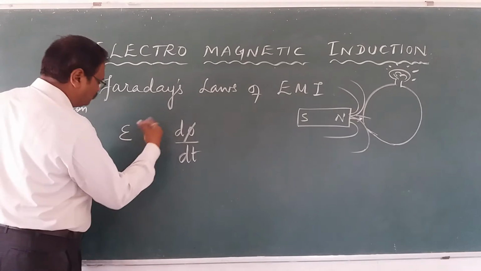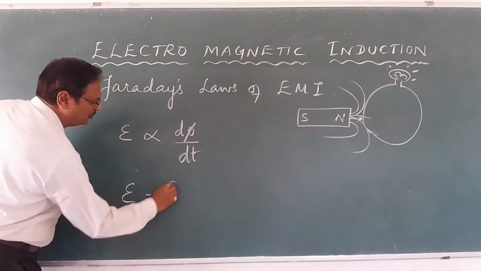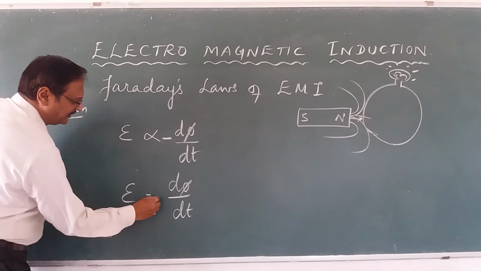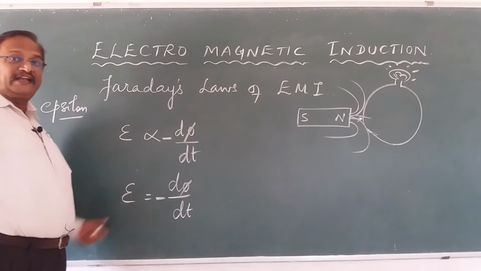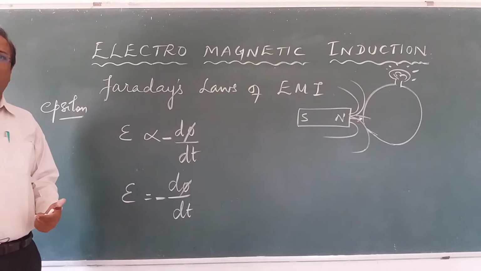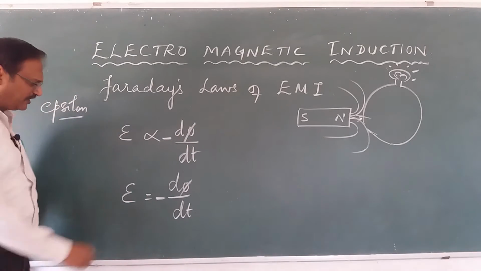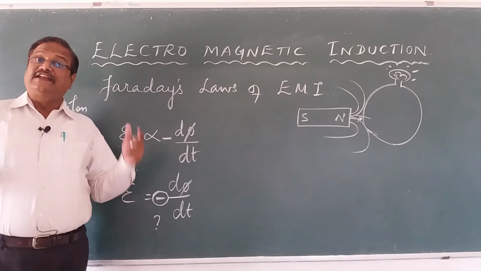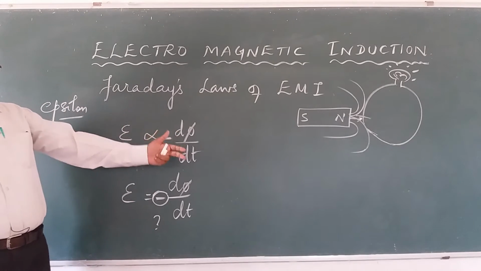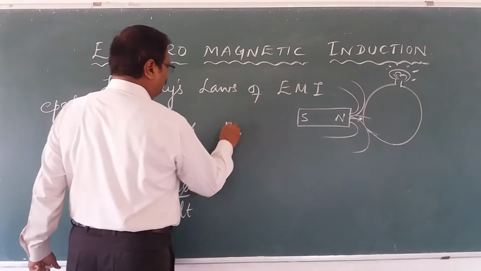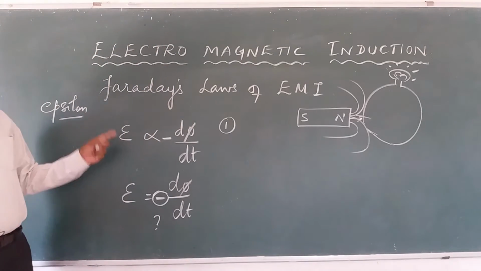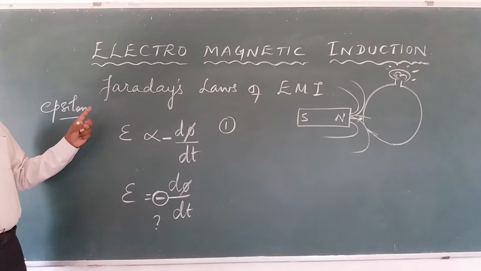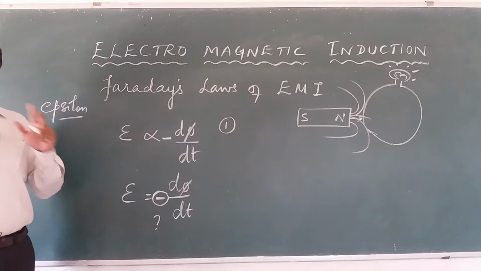But you will find that sometimes you can also say epsilon is equal to d phi by dt, but there is a negative sign here. We have to be very clear about this. There is a negative sign, and so we say it's a negative rate of change of magnetic flux. We will study why there is a negative sign, what is the reason for the value to be negative. This we will study in the second law. So the first law says the rate of change of magnetic flux is proportional to the induced EMF. Yes, that's the first one.